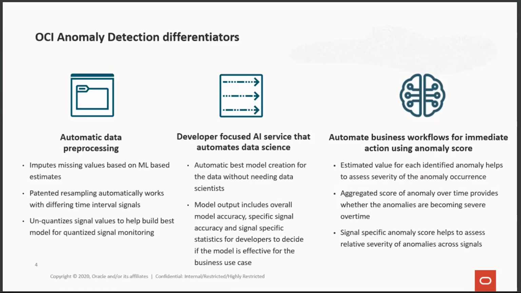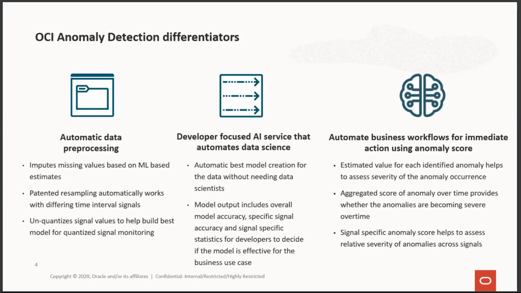Also, some of the signals may be quantized, meaning their values may come in as constant values versus raw signals. And OCI anomaly detection automates data identification and also fixes these kinds of quality issues, so the resulting models can be more accurate and they can make more accurate predictions.